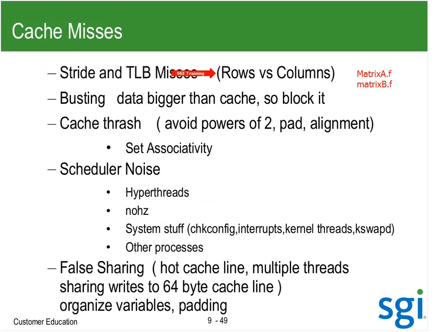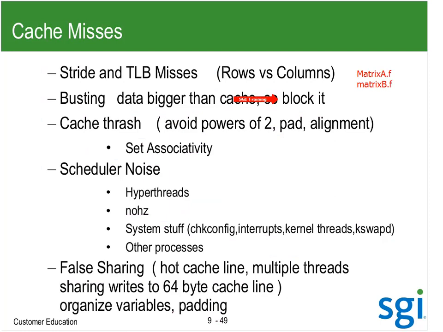So I just quickly did show a row versus column example using matrix A, matrix B. There's a lab for that on Friday. Cache misses due to busting. When my data is bigger than the cache, the compiler is going to do what's called blocking. Again, everything is to get my data into cache and do everything on it while it's in cache.